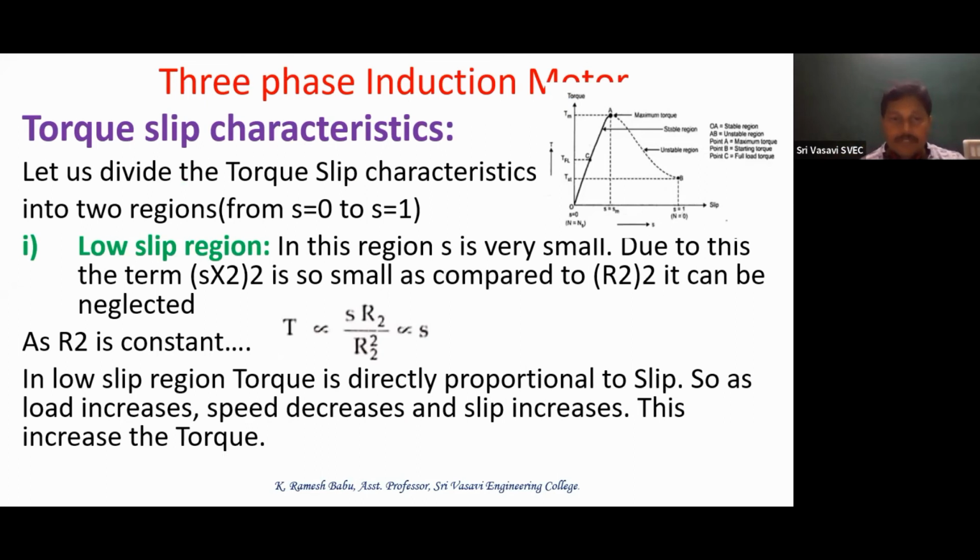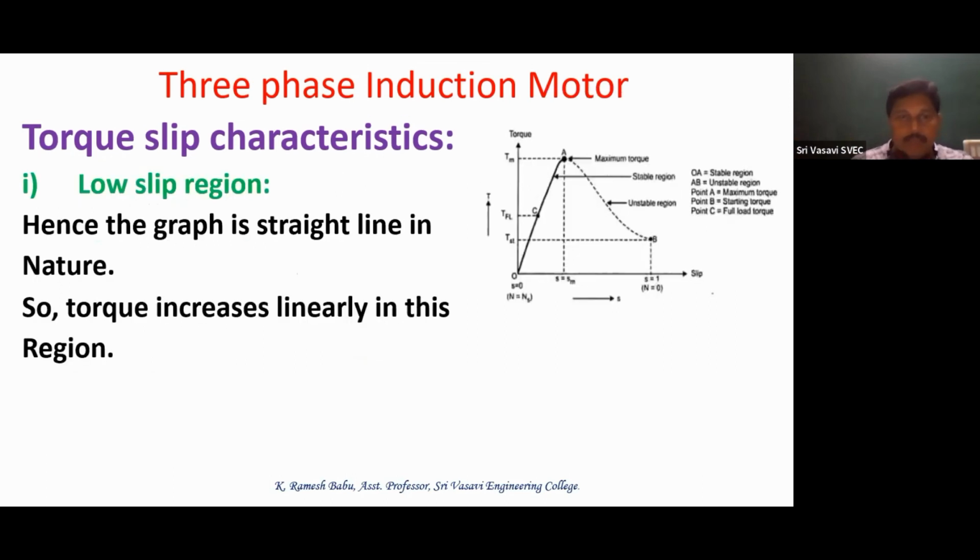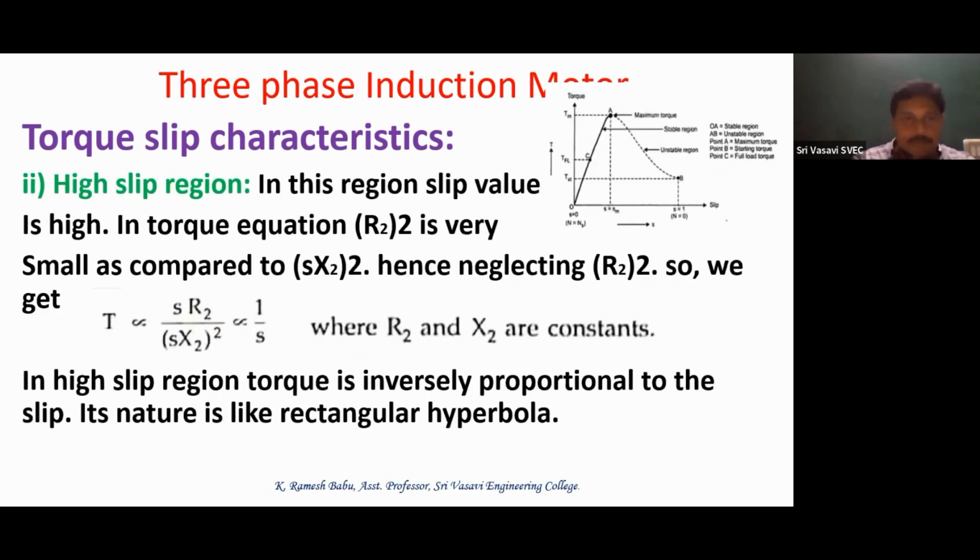So that means when the load demand increases, the speed decreases. When the speed decreases, slip increases. When the slip increases, torque also increases according to the torque equation, to satisfy the load demand. So T is directly proportional to s. In the low slip region, torque increases linearly.